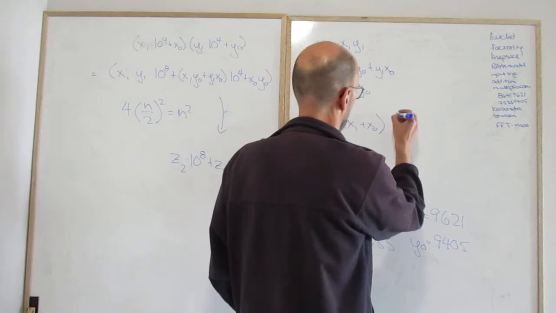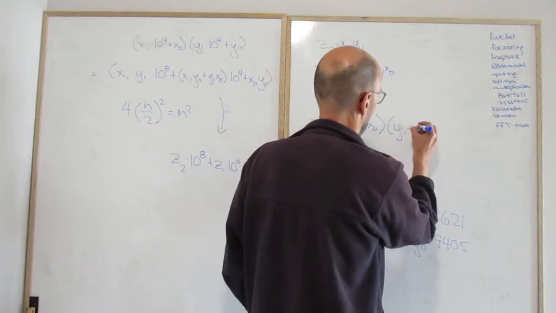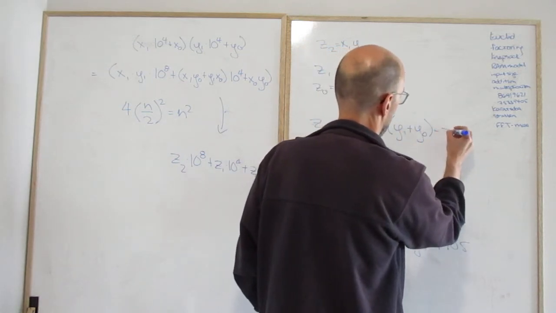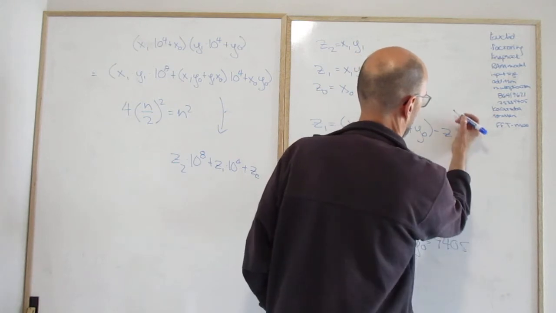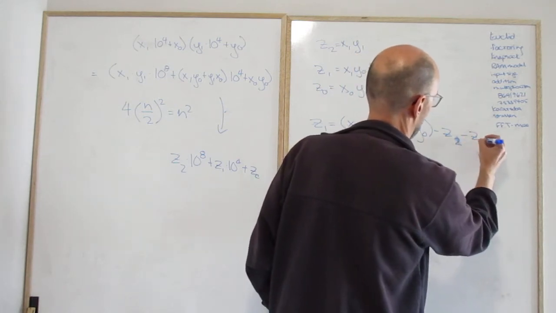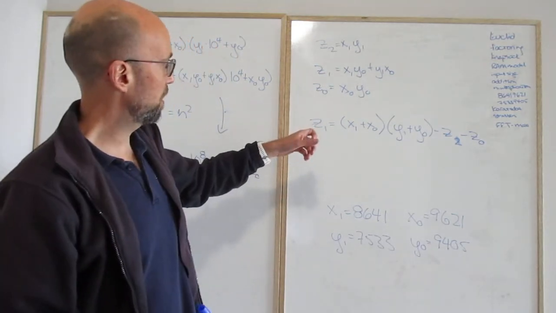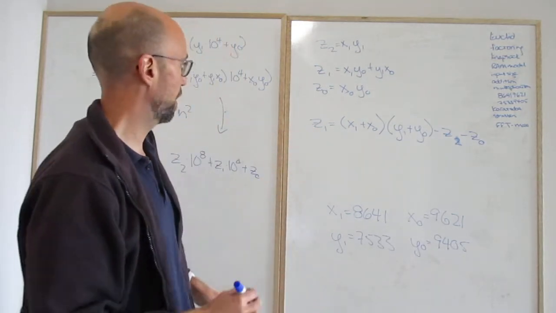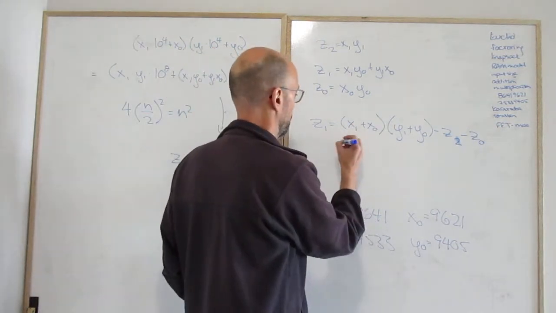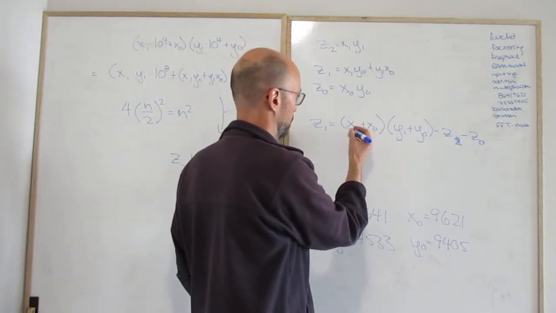z1 equals x1 plus y1 plus y0 minus z2 minus z0. Now, we still have time to just multiply this out, so let's make sure that this is correct.